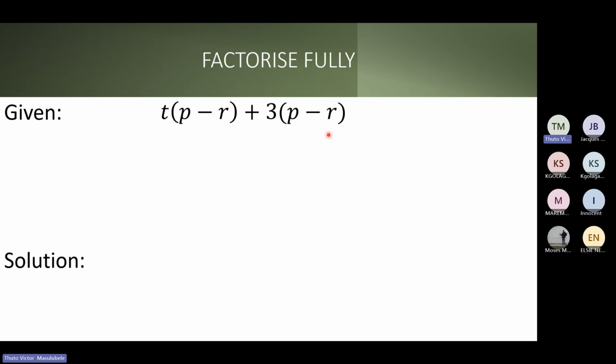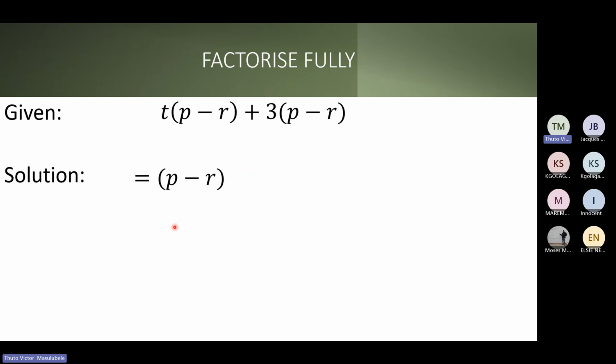Let us then evaluate the next expression and factorize it fully. We have t into p minus r plus 3 into p minus r. Now, what is common in both terms? You will realize that it is the factor of p minus r. P minus r is present in both terms. So our common factor will be p minus r.